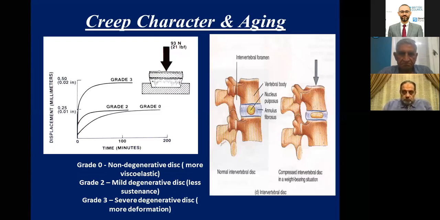They classify them into grades. Grade 0, non-degenerative disc, more viscoelastic, which is the normal disc. Grade 2, mild degenerative disc, less substance. Grade 3, severe degeneration disc, more and more deformation occurs. These are the grades of degenerative disc disease according to the creep character of the disc.